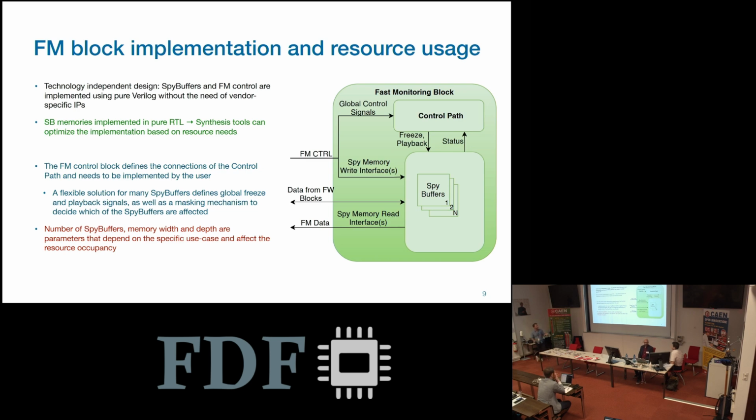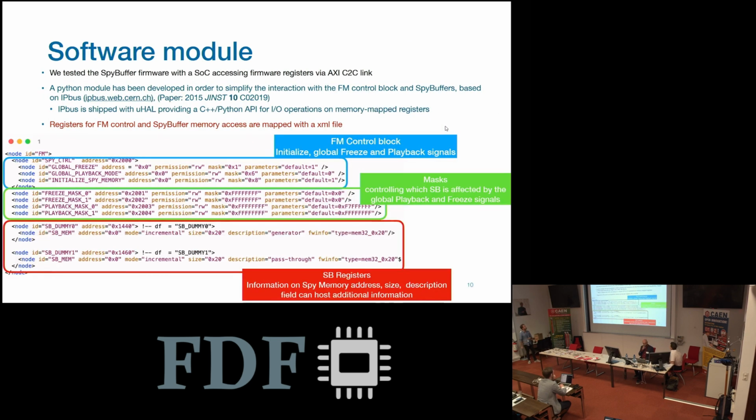If you have multiple ones, you need maybe to have, as in this example that I will refer to also later, a global control signal, so a global freeze and a global playback signal that is connected to all the Spybuffers. But then you can have a masking system to just act on which Spybuffers are responding to this signal. And this is exactly what is used in the examples that I have in the rest of the presentation.